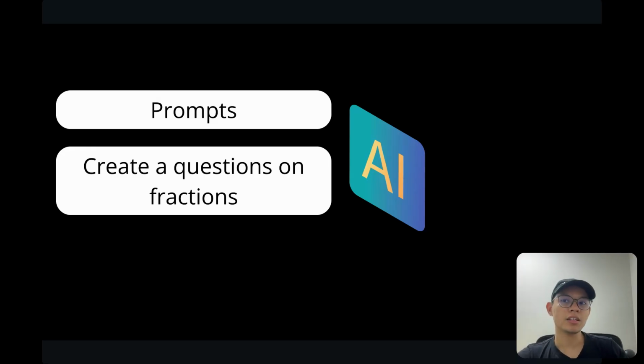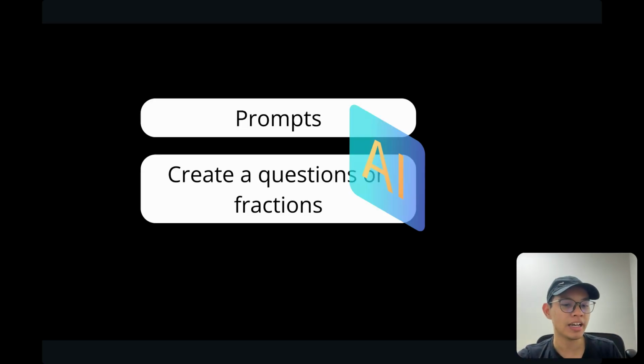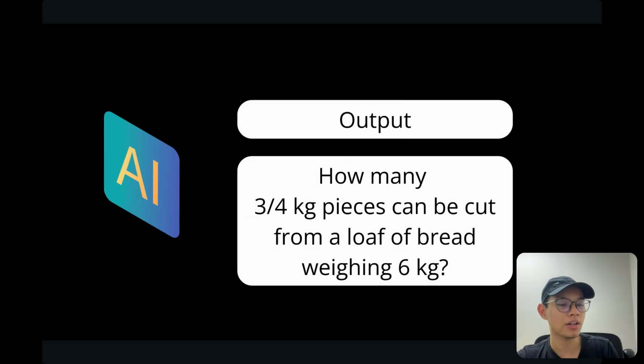Essentially, this is roughly how you use ChatGPT or AI. You write a prompt. A prompt is essentially just an instruction. The instruction over here is "create a question on fractions." Yes, apologies for my English. You put it into AI, and AI will output exactly what you want, which is a question on fractions: how many three-quarter pieces can be cut from a loaf of bread weighing 6 kg?